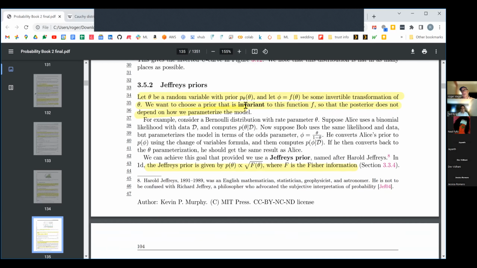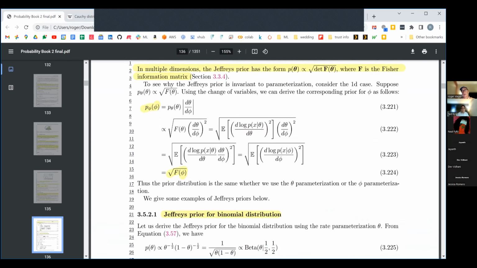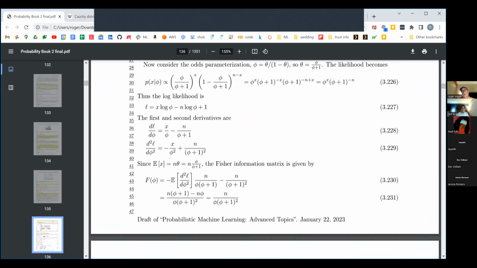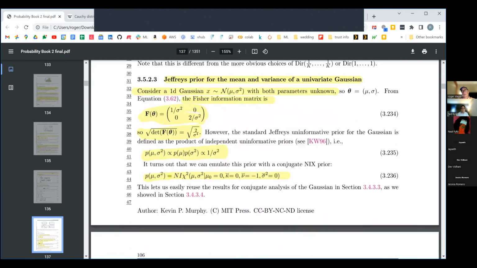Jeffreys priors. I think the key characteristic is that it's invariant to how we parameterize the model. And here we see the Fisher matrix come up again: the Jeffreys prior is proportional to the square root of the Fisher matrix. And they prove it there. And then they go through a bunch of priors for our distribution, which I'm going to skip right now.